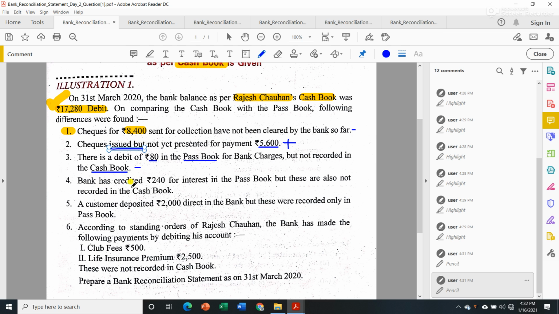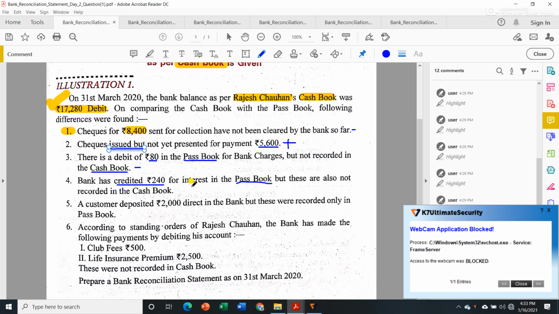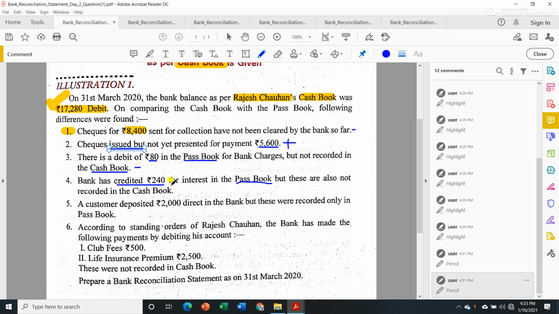Okay, then next, bank has credited 240 for interest in the passbook, but this is also not recorded in the cash book. Now, credited for 240 means the bank has given us 240 as interest in our bank account. That was recorded in the passbook, but we didn't record it in the cash book. That means our passbook is showing 240 more than our cash book. So in order to equate our cash book and passbook, we will simply add this 240 in our cash book. When we increase 240 in our cash book, we will have equal passbook and cash book balance.